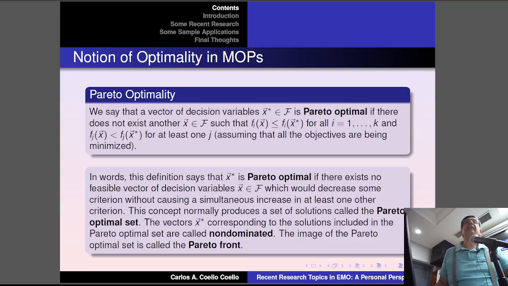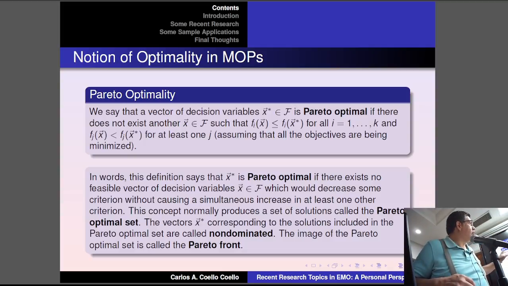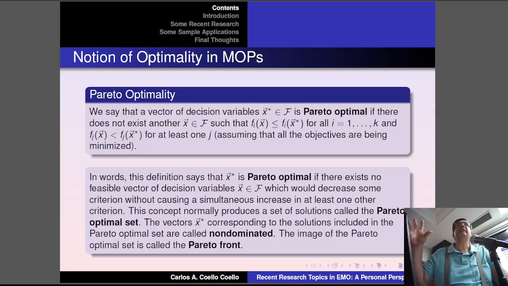So, in Pareto optimality, basically what we say is that a vector of decision variables that is feasible is said to be Pareto optimal if two conditions hold. There is no other feasible solution that is less or equal in every objective and strictly less in at least one. This is assuming all the objectives are to be minimized. This is a reasonable assumption because even in some cases we have problems in which some objectives are to be maximized, others are to be minimized, but we can transform everything into minimization. So the definition, basically what it says is, a solution is Pareto optimal if it's not possible to improve one objective without worsening at least another one.